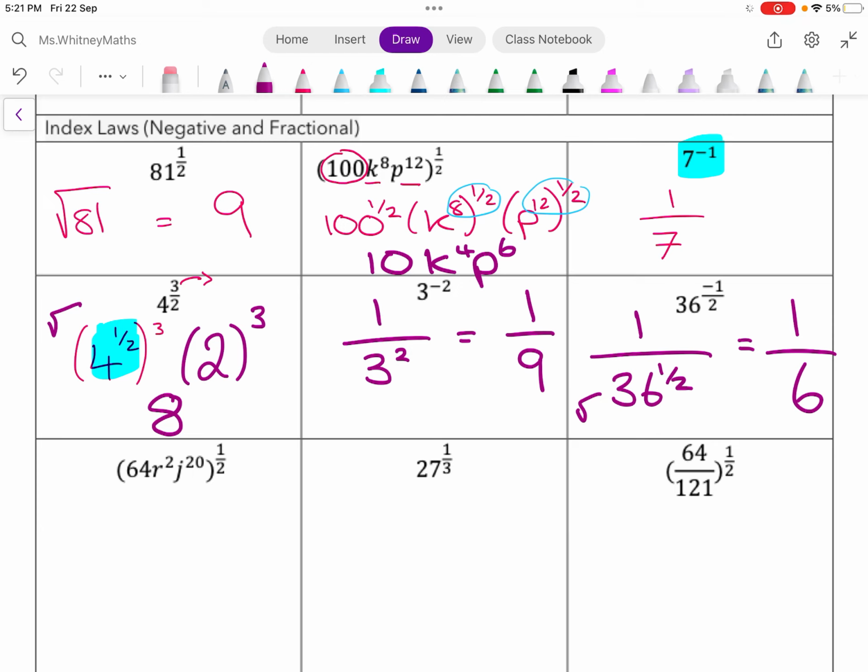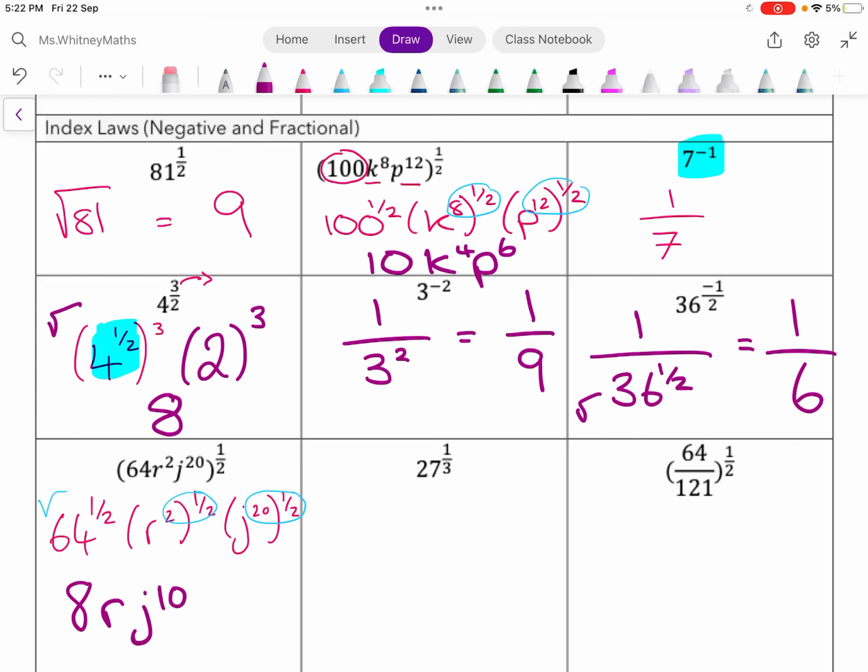Okay, moving down here, it's very similar to the one we did, the 100, k to the 8, p to the 12 one. So we're going to have 64 to the half. You can put it in brackets if you want, you don't actually need to. Then we've got r squared to the half, j to the 20 to the half. Now 64 to the half is just the square root. So we're going to have 8. And then here we're going to multiply the powers because we have a bracket. So we get r to the 1, because 2 times a half is just 1. j to the 10, because we're doing 20 times a half.